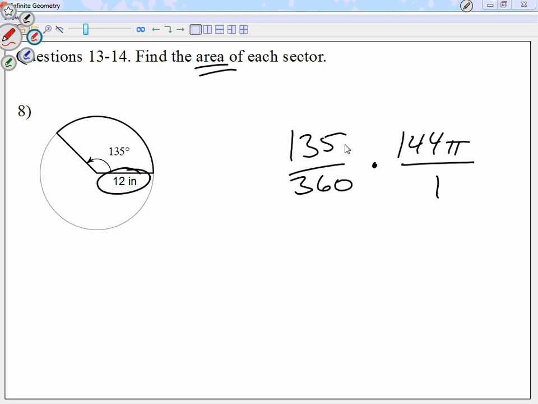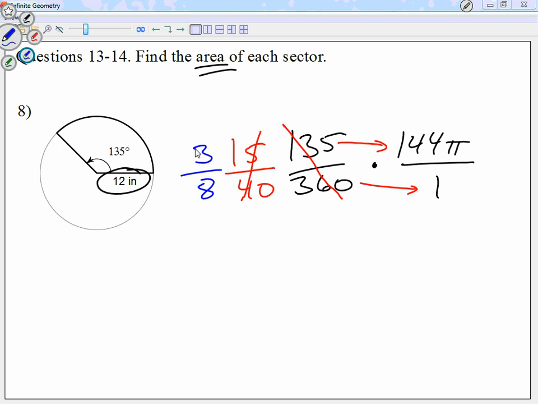When we multiply a fraction, we multiply straight. So that's the only way we cannot simplify. So I'm looking at 135 over 360. Let me divide each by, I don't know, 9, just to make it smaller. 135 divided by 9 is 15. 360 divided by 9 is 40. 15 over 40, we can still do better. Let me divide each by 5, and I'm going to get 3 over 8.